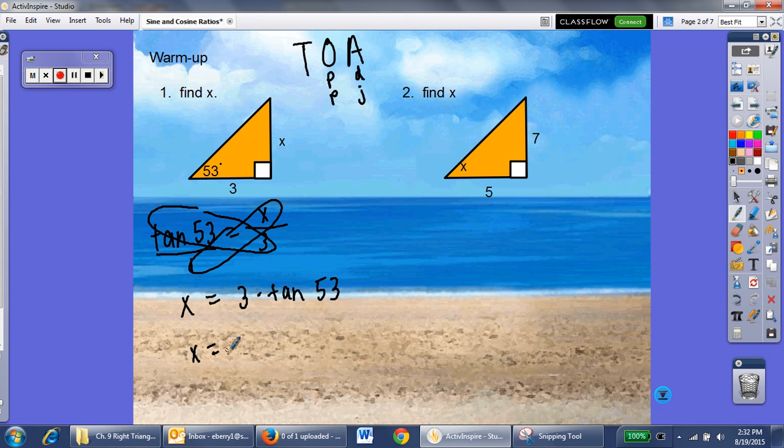Now take out your calculator. You can check your work. You should end up getting, so we type in 3 times the tangent of 53, and I got 3.98. So that means that this side length right here, where the x is, is 3.98, almost 4.